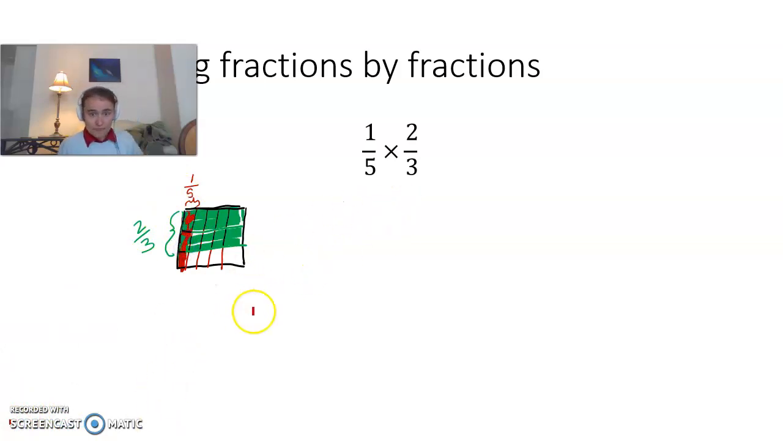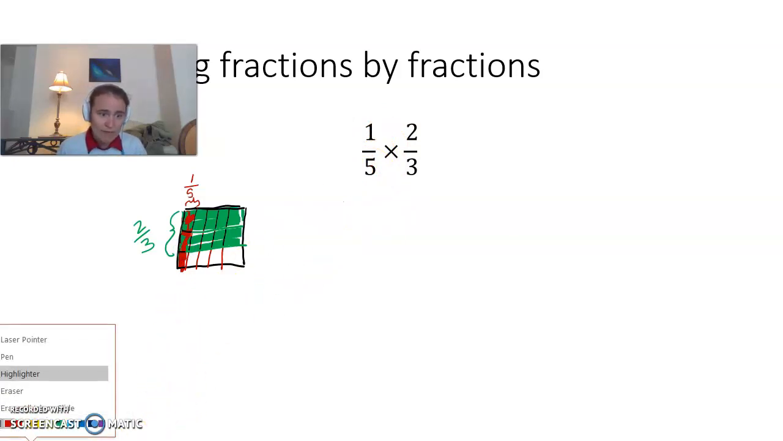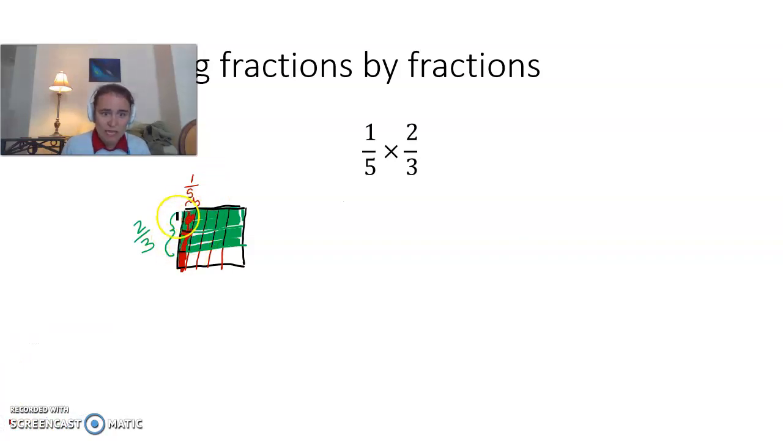All right. So I have 1/5 times 2/3. When I multiplied 1/5 times 2/3, this area where there's kind of an overlap, that is my product, and the total number of squares that make up one whole is my denominator. So let's see now how many pieces make up our one whole.